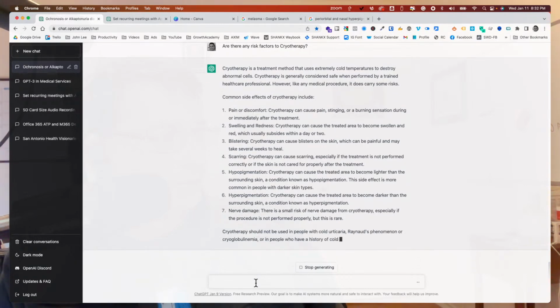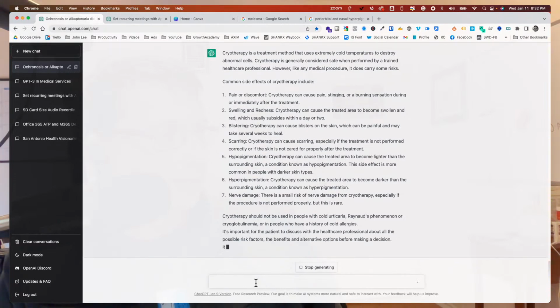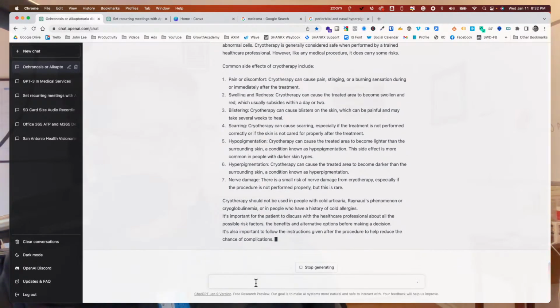Hypopigmentation, so the treated area can become lighter than the surrounding skin, okay, that makes sense. Hyperpigmentation: cryotherapy can cause the treated area to become darker than the surrounding skin. And nerve damage. There's a small risk of nerve damage, especially if the procedure is not performed properly, but it is rare. So that gives me some good answers.